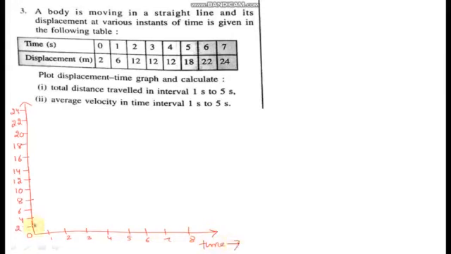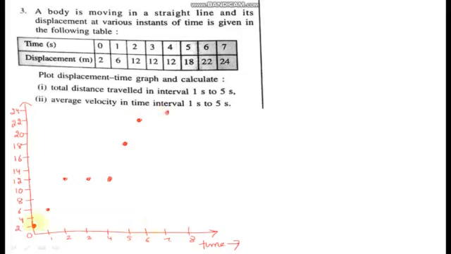When time is 0, it is 2. When time is 1, it is 6. When time is 2, it is 12. For 3, again it is 12. For 4, again it is 12. For 5, it is 18. For 6, it is 22. And for 7, it is 24.